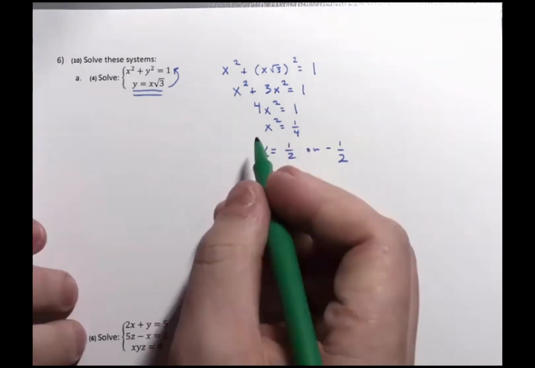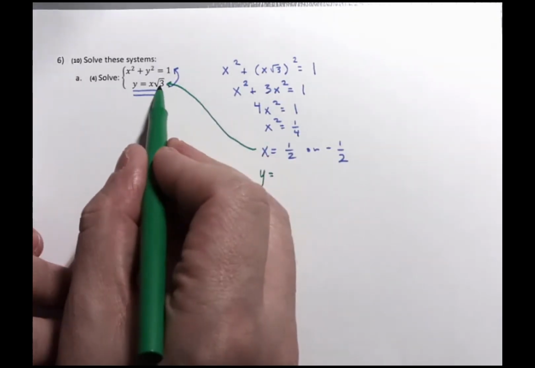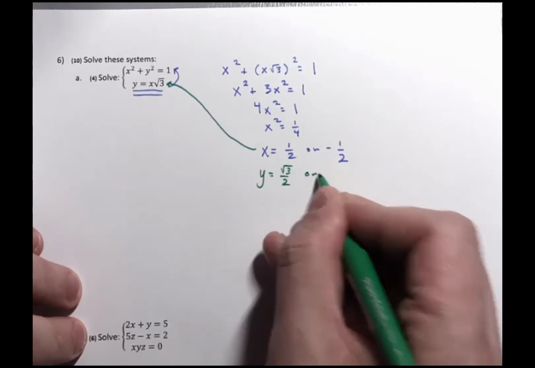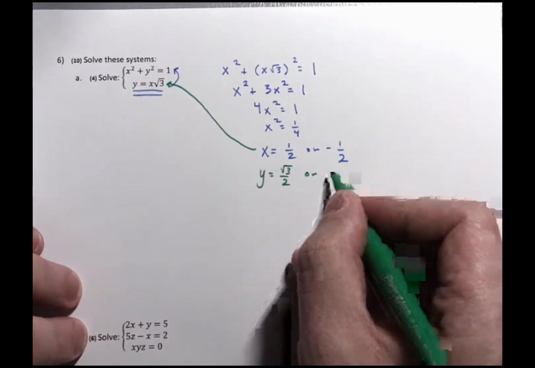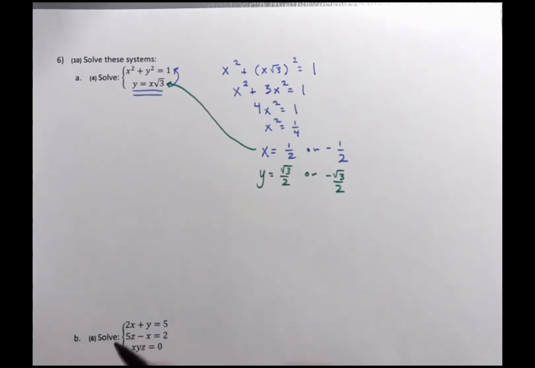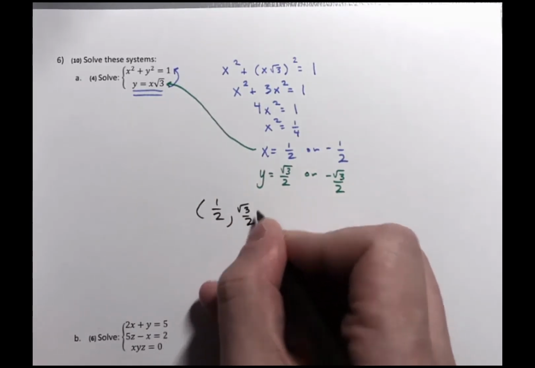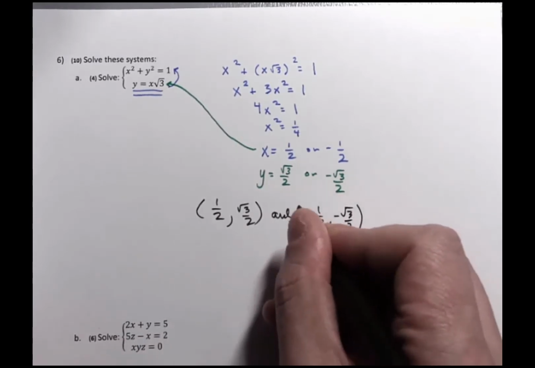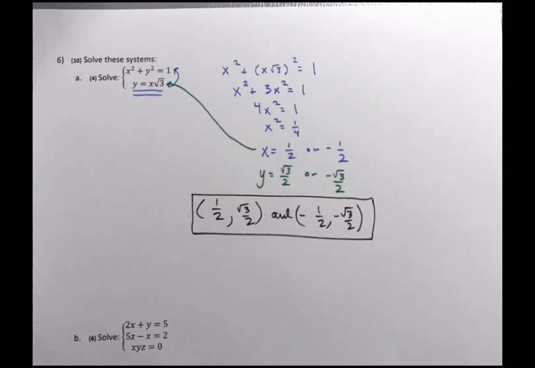By back substituting into the bottom equation, we can then see that if x were equal to 1/2, y would be radical 3 over 2. And if x were equal to negative 1/2, y would become negative radical 3 over 2. So it appears that the two solutions to this problem are (1/2, radical 3 over 2) and (negative 1/2, negative rad 3 over 2). Hopefully, if you've been doing your pre-calculus well, you may notice those points from somewhere special.